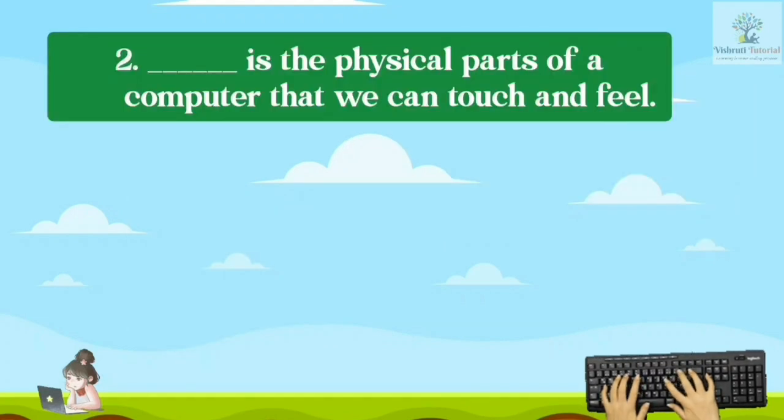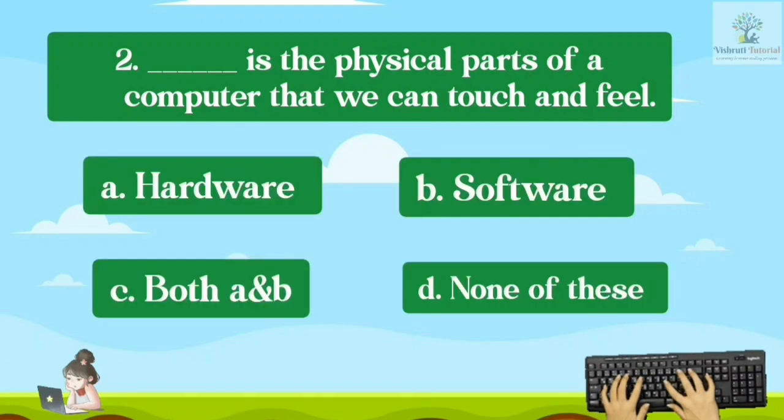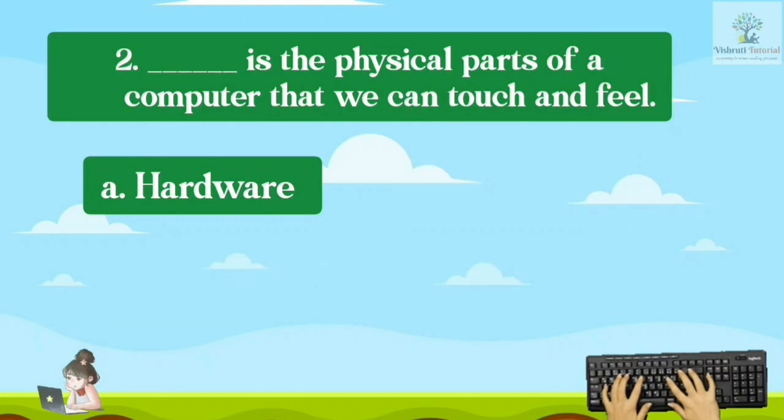Question number 2. Dash is the physical parts of a computer that we can touch and feel. Options: A. Hardware, B. Software, C. Both A and B, D. None of these. And the correct answer is A. Hardware. Hardware is the physical parts of a computer that we can touch and feel.